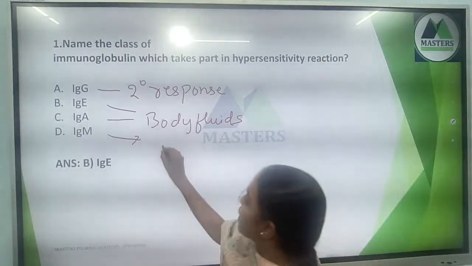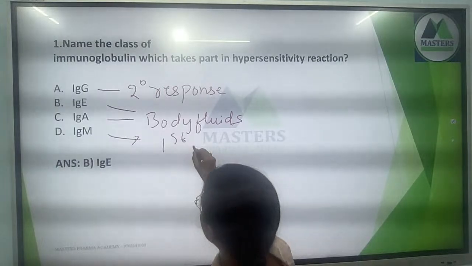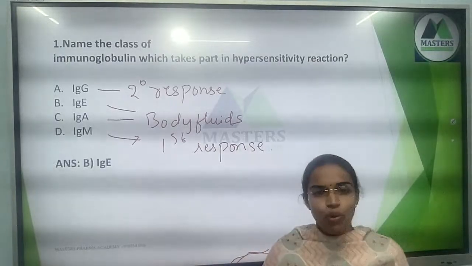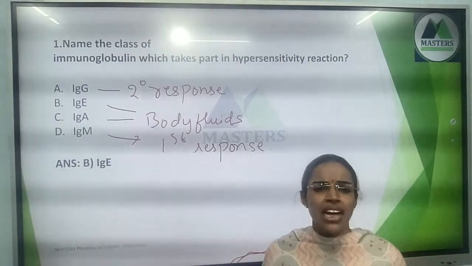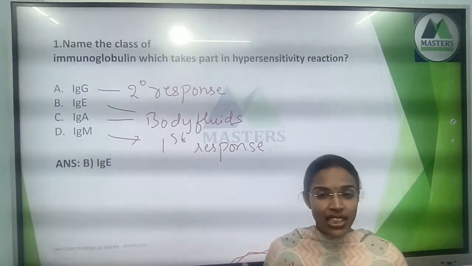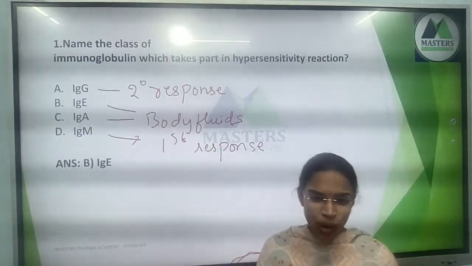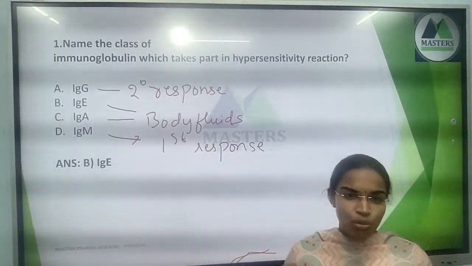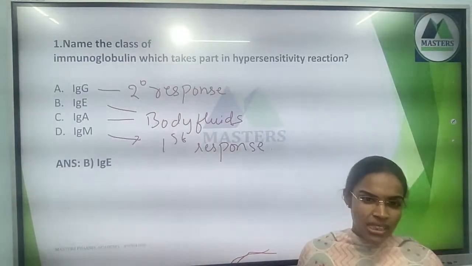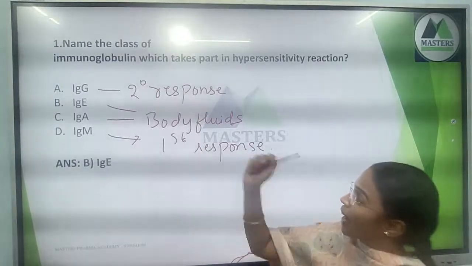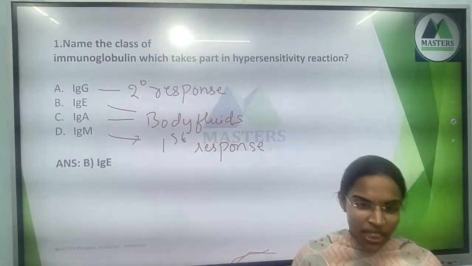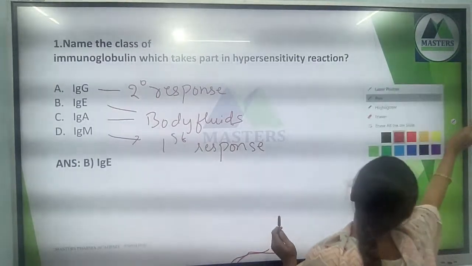IgM is responsible for the first response, the first line of defense. Whenever any kind of antigen, released from bacteria, virus, fungi, or any foreign material, enters our body, the first immunoglobulin to respond immediately is IgM. It is the largest antibody present in our body. So the answer to this question, the immunoglobulin which takes part in hypersensitivity reactions, is IgE. We'll move on to the next question.